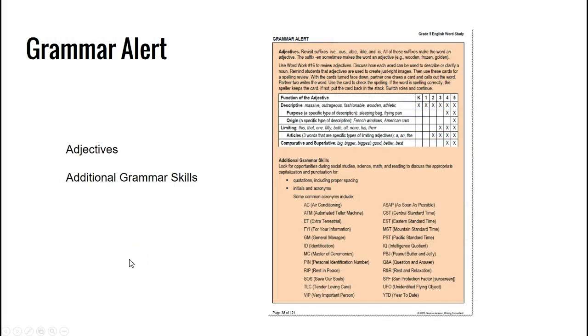Our grammar alert this week. This 6 weeks, we're looking at adjectives. We're looking at superlative and comparative, and so that's a great thing. And then additional grammar skills were when to use quotations, when you need to use initials and acronyms. And so we give you some common acronyms to look at, and of course that's on page 38 of your English word study.